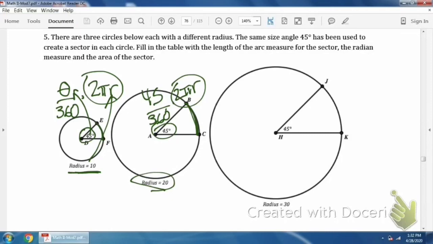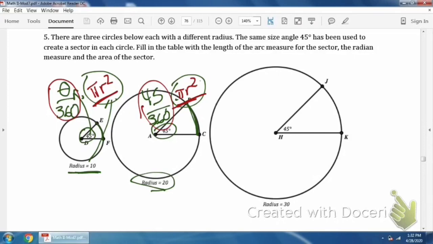Now, area of the sector is the same thing. It's just that at the end here, instead of multiplying by the circumference formula, you're going to multiply them both by the area formula, which instead of 2 pi r is pi r squared. Again, this is for area of the sector. Angle divided by 360 stays the same. So these are all going to be 45 over 360, then times pi r squared instead of 2 pi r. The pi r squared is all that changes when you go to do the area.